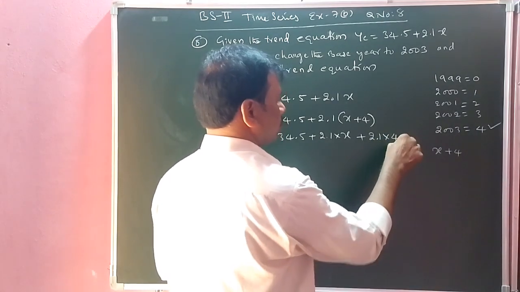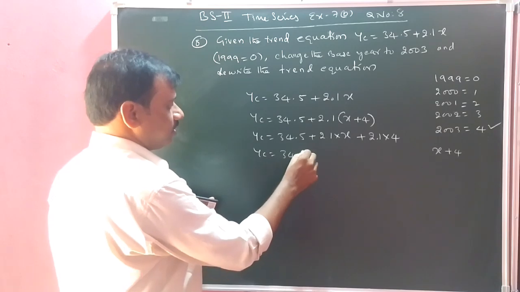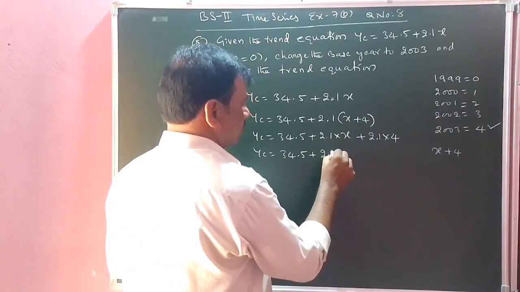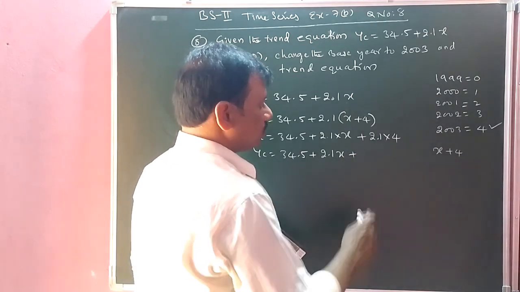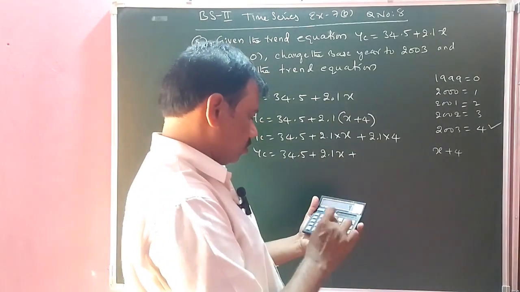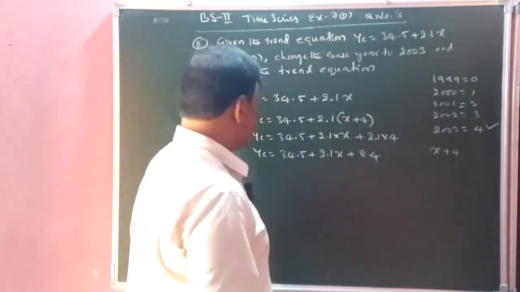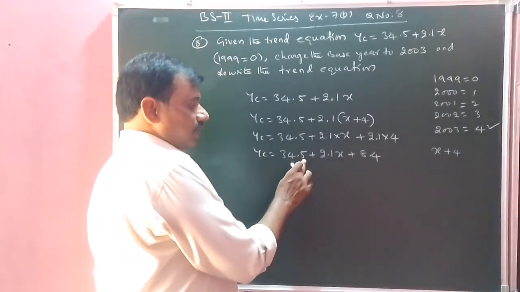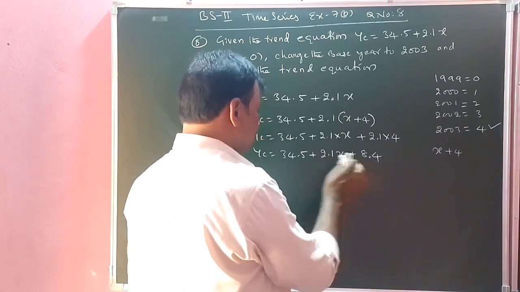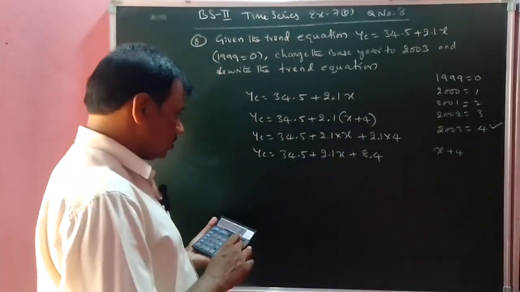So YC equal to 34.5 same, 2.1 into x, 2.1x. Next, 2.1 into 4 is 8.4. So 34.5 and 8.4 are both constant values, so here we add the constant values.